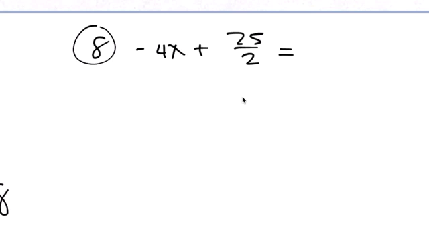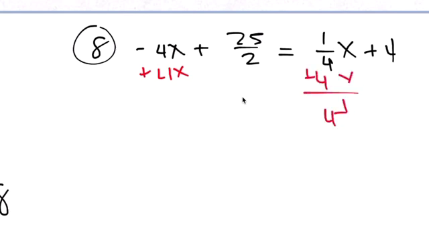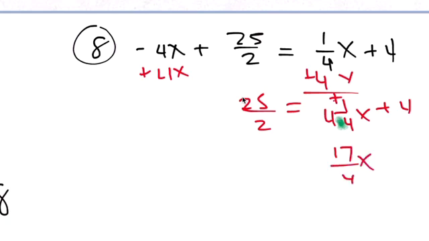Equal to 1 over 4x plus 4. I'm going to get rid of the denominator. Or we can just add 4x, add 4x. So 4 and 1/4 x, add 4. Okay, I'm going to make this improper here. Multiply, add, go 16, 17 over 4x, add 4.